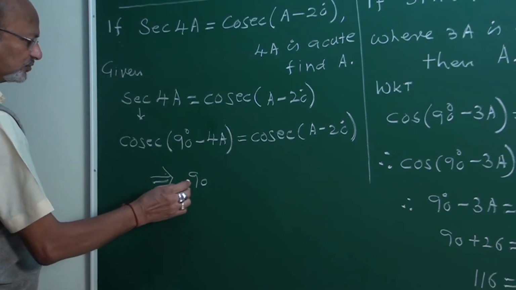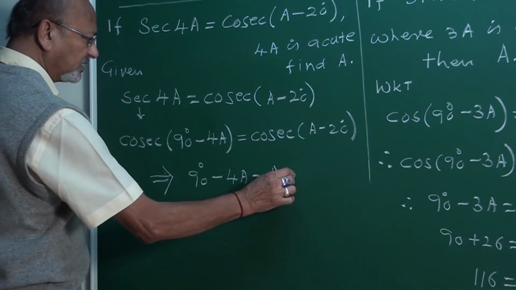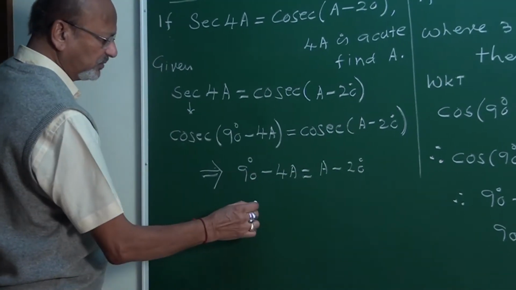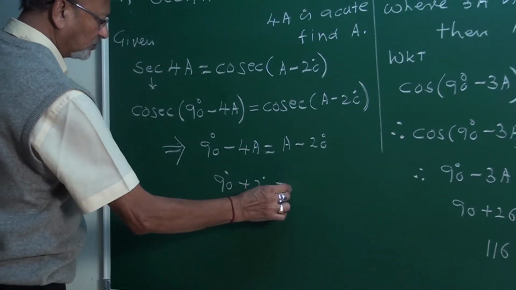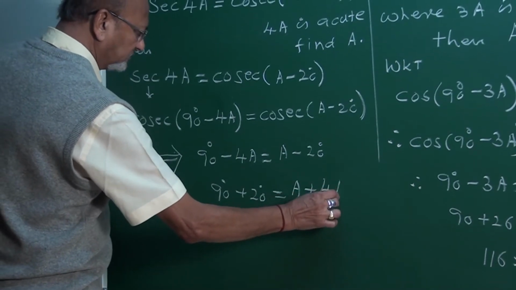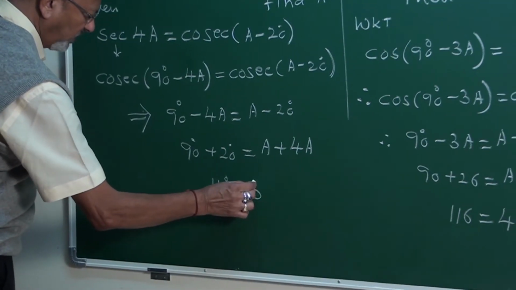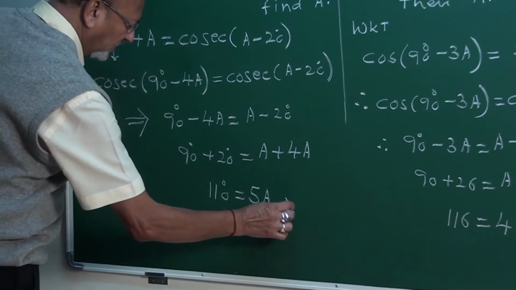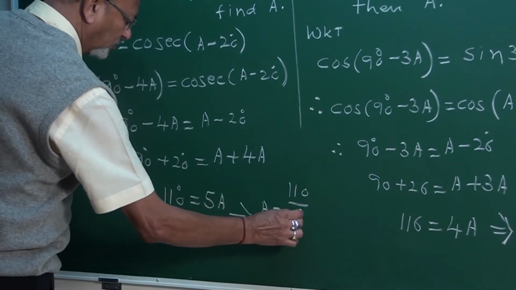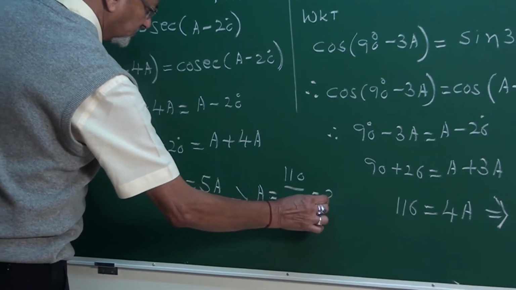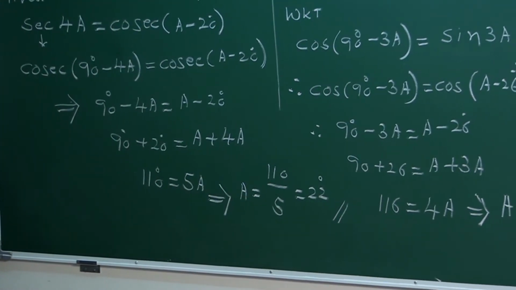Therefore, all this gives angle in LHS equal to angle in RHS. Further, simplification: 90 plus 20 equals A plus 4A. This is 110 degrees equals 5A. Therefore, angle A equals 110 upon 5, which simplifies to 22 degrees. Yes, my friends.